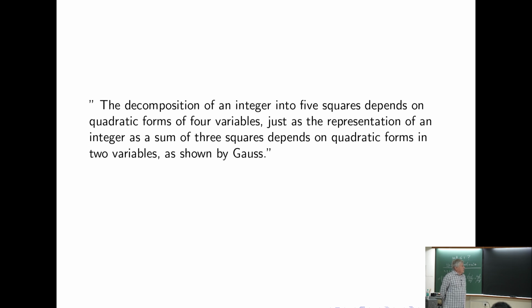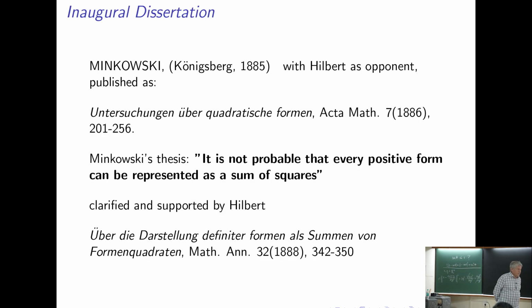So this is 1885, Königsberg. The student Minkowski under Hilbert is defending his thesis, published no more no less, so remark that he is a very young scholar, in Acta Mathematica. And inserted there somewhere in the middle of the discourse: it is not probable that every positive form can be represented as a sum of squares. So he passes from numbers to forms, to polynomials, and is asking exactly this question, and has a hint that this may not be true.